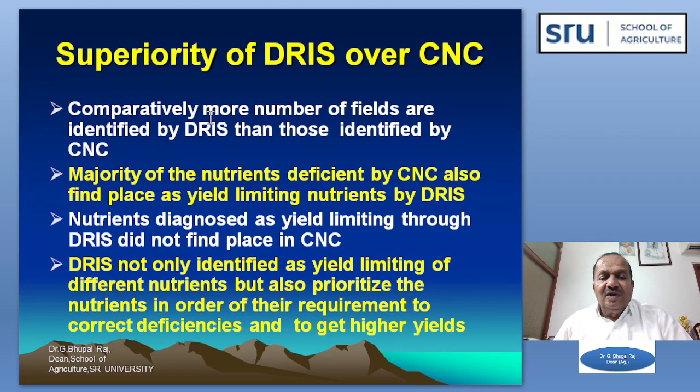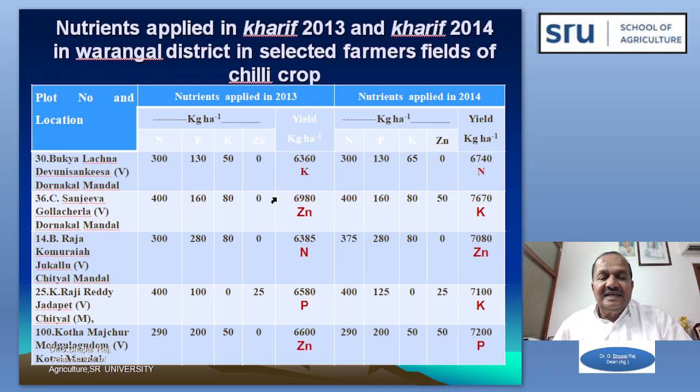So comparatively, more fields are identified by DRIS than by CNC. This I have already explained earlier. That was one field experiment I just showed. Out of 225 fields, we selected a few farmers' fields and applied the fertilizer doses in those fields. For example, field number 30, farmer Bukya Lachana, in a village in Dunakal Mandal. This is the Divinisi case village.